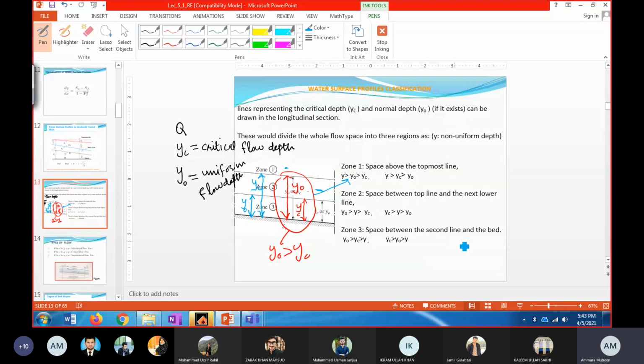And zone 3, space between the second line and the bed. Okay, and there would also be 2 scenarios for that. In one case y naught is greater than yc, and in the other case y naught is less than yc. So there are 3 zones, and using these zones you'll be classifying the type of water surface.